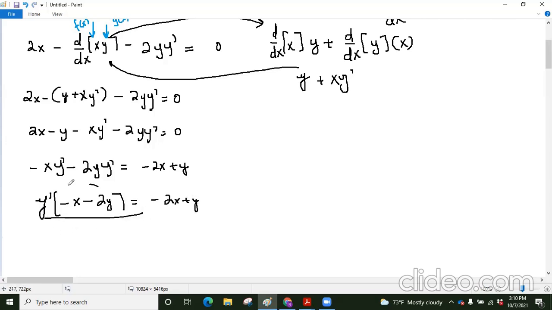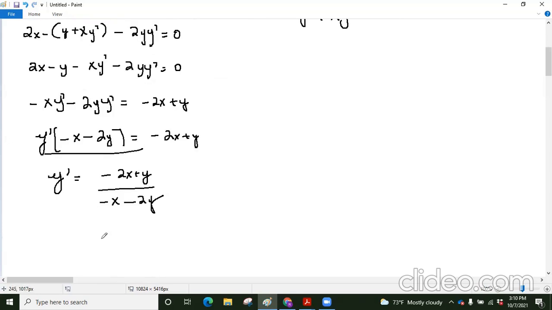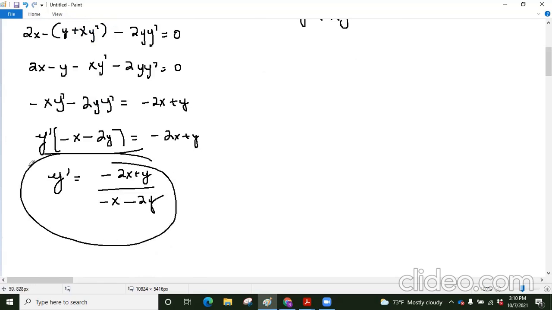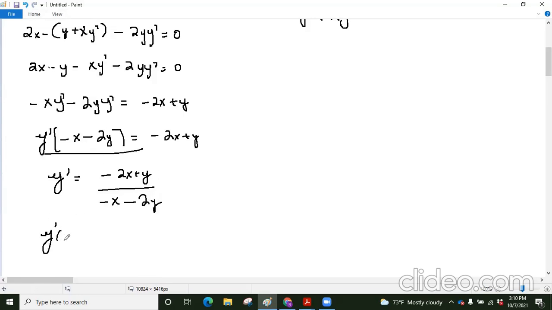And then we're going to divide both sides by this. So if we divide both sides by this, we're going to get y prime equals minus 2x plus y divided by minus x minus 2y. And then this is the derivative function. Sorry, what did I just have there? I believe I had minus 2y, but you can think of this as being y prime of x.